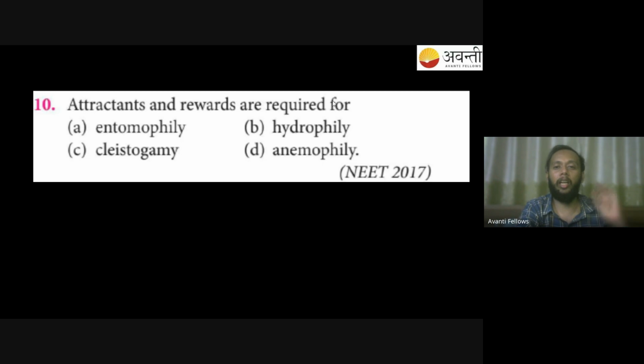अब इसके लिए आप करेंगे यहाँ पे हैंड रेज. Attractant and reward are required for. Attractant और reward किस ग्रुप के लिए हमारे यहाँ पे हमें लगेगा? बड़ा ही आसान सा सवाल है. You are attracting and giving reward, this will be happening in which kind of category over here? Tell us, Shikha, बताइए क्या होगा इसका आंसर? Sir, option A. Option A you are telling me, and option A becomes your correct answer. Yes, in entomophily you will find attractant and rewards will be seen.